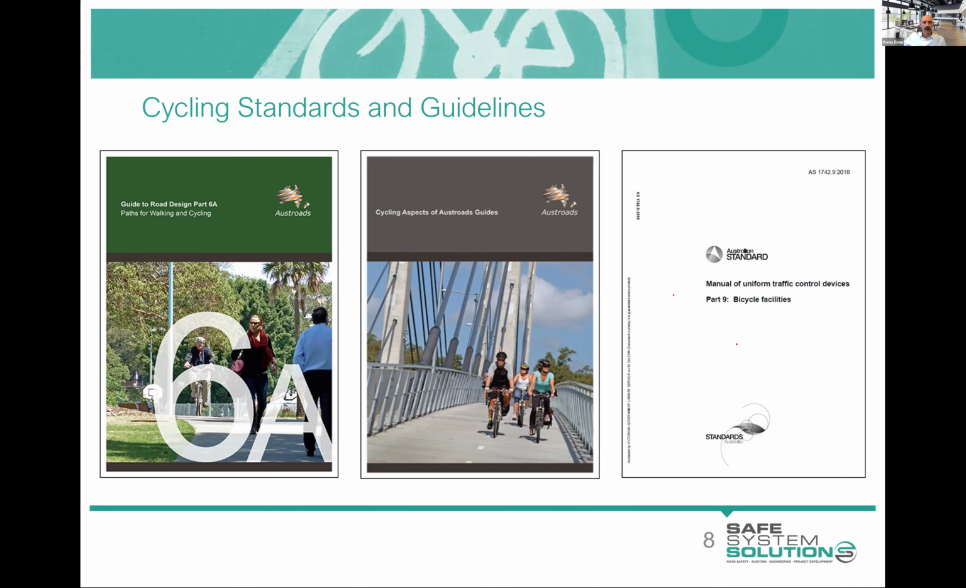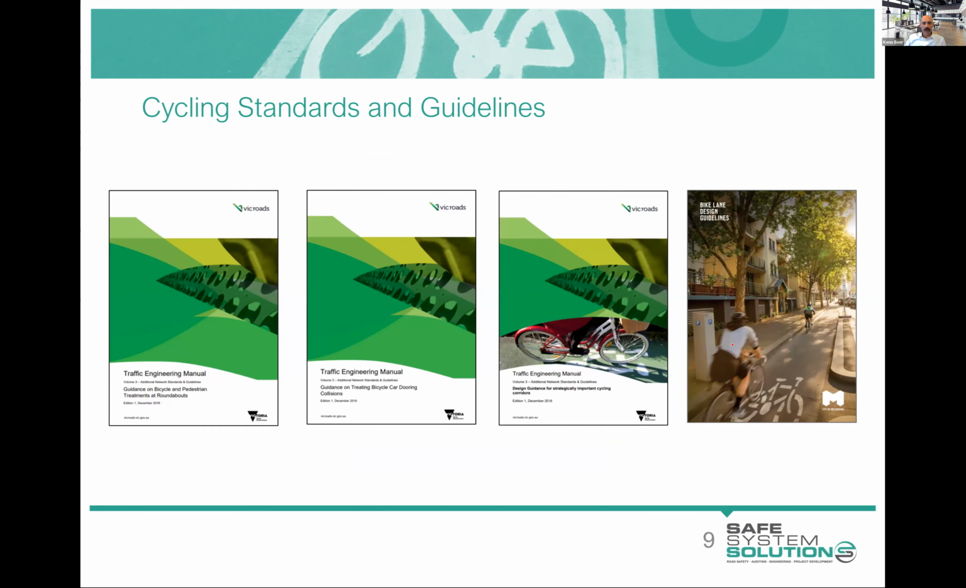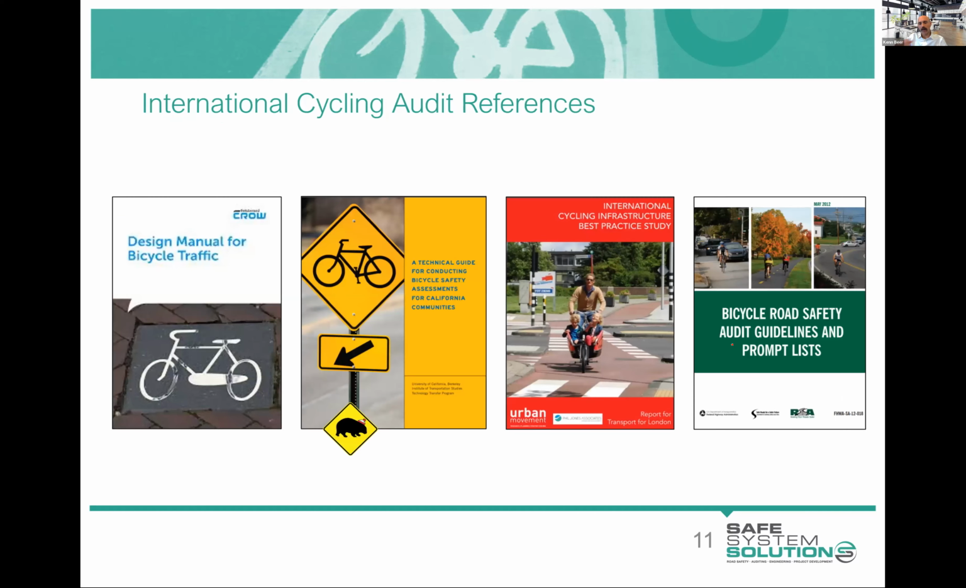We've got our 1742 Part 9, which is bicycle facilities. New South Wales has got a series of documents. Victoria's got documents. TMR in Queensland, I find, does some of the more useful and comprehensive ones. Some local governments have ones, different guidance, and then around the world we've got the CROW manual being the cycling infrastructure design sort of Bible, and then there's a series of other things out there that you can look at.